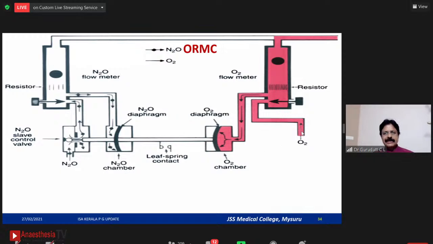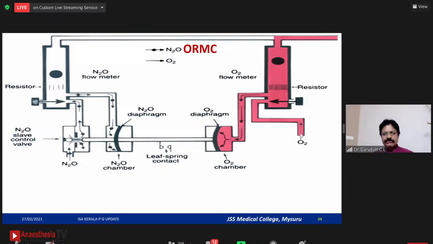Now you can see here, the oxygen is flowing into the flow meter of oxygen, and there is a flow meter here for nitrous oxide. There are resistors in the oxygen flow meter and the nitrous oxide flow meter. You can also see that the nitrous oxide flow meter resistor offers much less resistance when compared to the resistor in the oxygen flow meter. The oxygen flow meter resistor has slightly higher resistance.